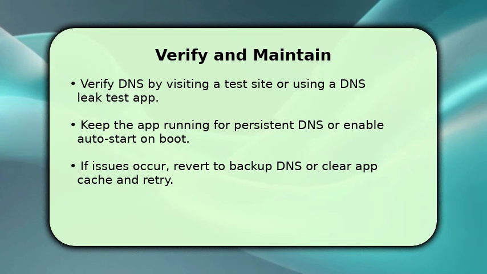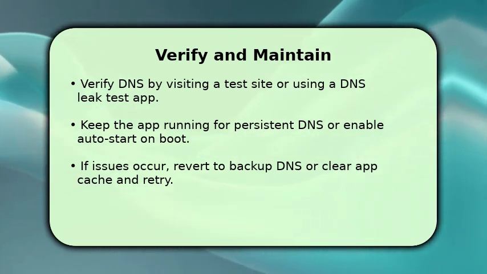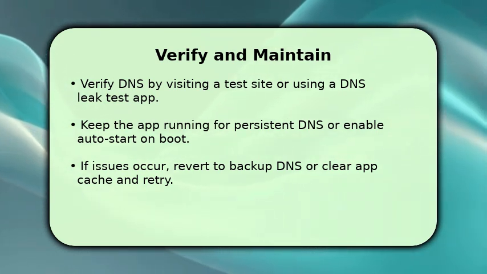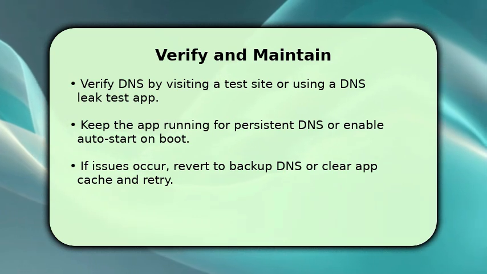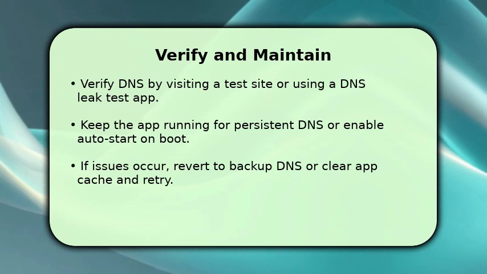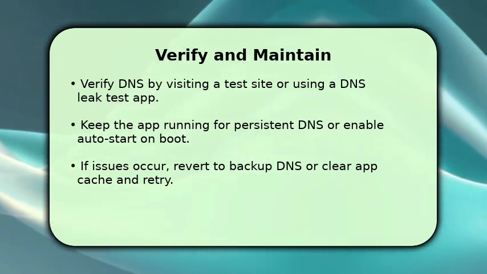Confirm the resolver IP matches the DNS IP you entered, for example 1.1.1.1. Keep the DNS Changer app running for persistent DNS behavior, or enable auto start on boot if the app supports it. If you experience connectivity issues, revert to your backup DNS or clear the app cache and retry.